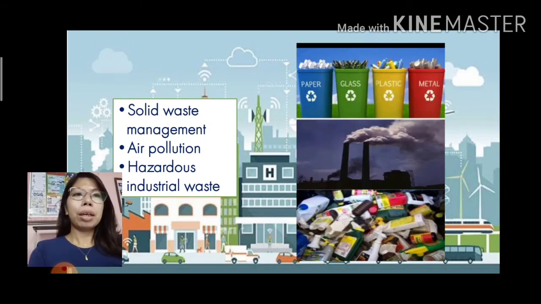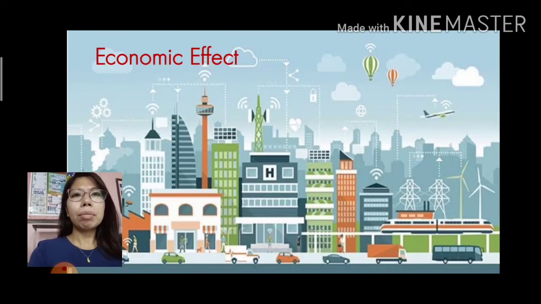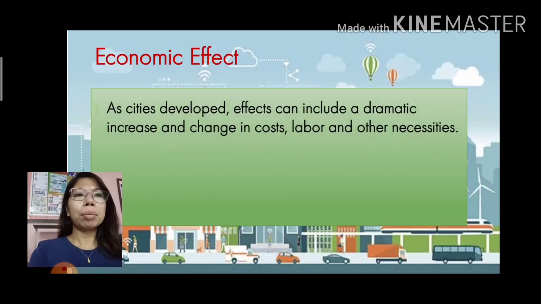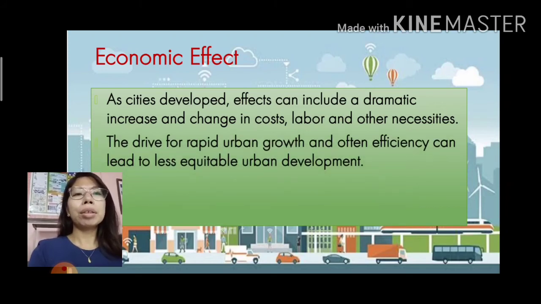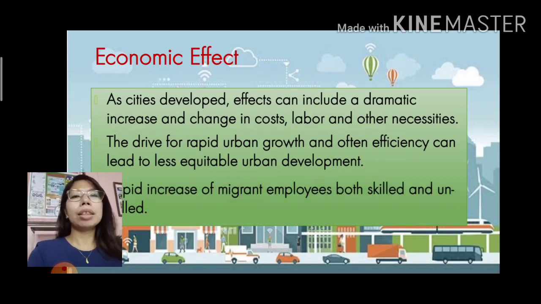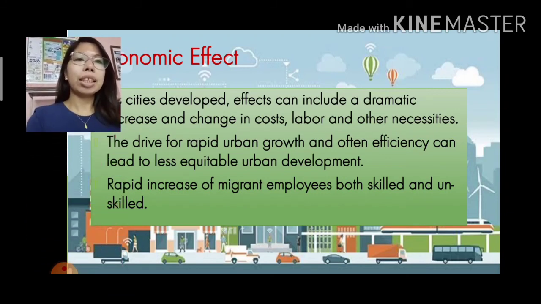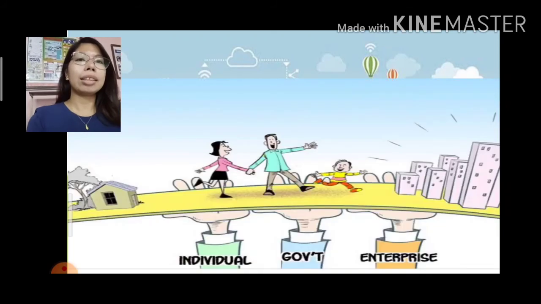So here are the ways on how we segregate the garbage. We have solid waste management, air pollution, and hazardous industrial waste. The economic effect of urban development is that as cities develop, effects can include a dramatic increase and change in cost, labor, and other necessities. The drive for rapid urban growth and often efficiency can lead to less equitable urban development, and a rapid increase of migrant employees, both skilled and unskilled.